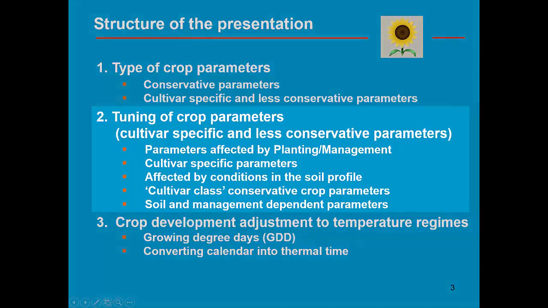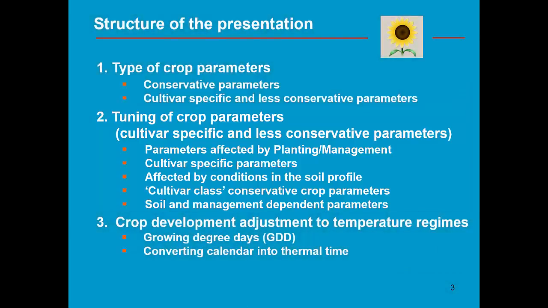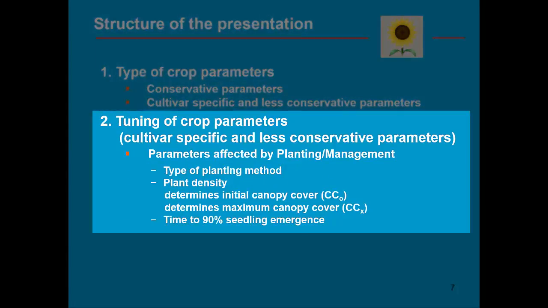In the second part of this training module, we focus on the tuning of the crop parameters. It consists in adjusting the parameters affected by planting and management, cultivar-specific parameters affected by conditions in the soil profile, cultivar class conservative crop parameters, and soil management dependent parameters. Let's talk about the parameters affected by planting and management.